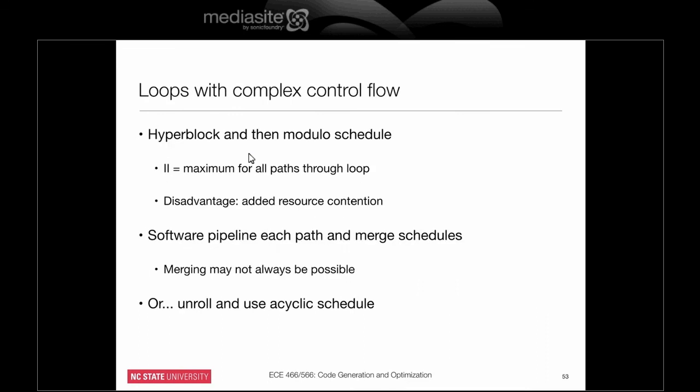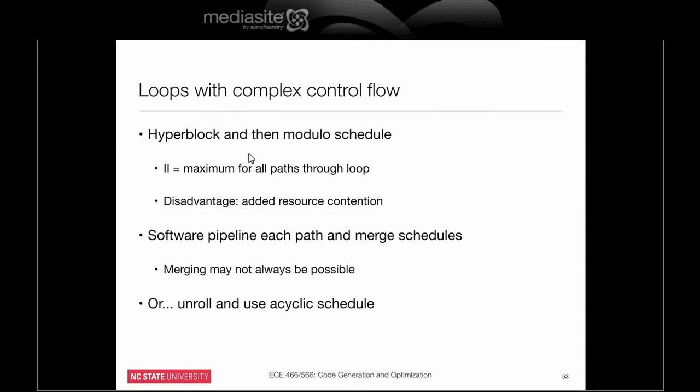Okay, now what about loops with complex control flow? What do we do to make them execute more efficiently? Well, what we could do is form a hyperblock and then modulo schedule the entire hyperblock. This is a reasonable thing to do. Or you could form multiple paths through the code and then software pipeline each path independently, under the assumption that you'll stay within that path as you go around the loop.